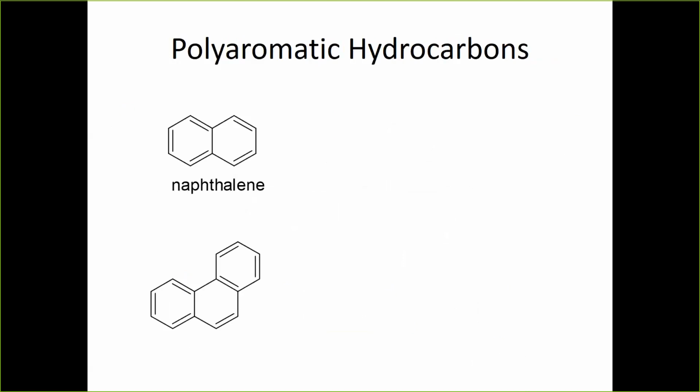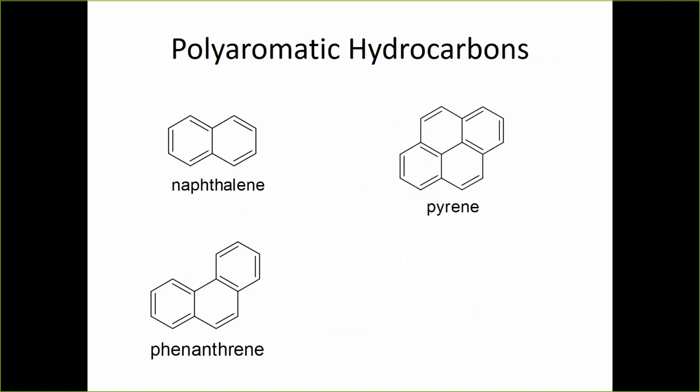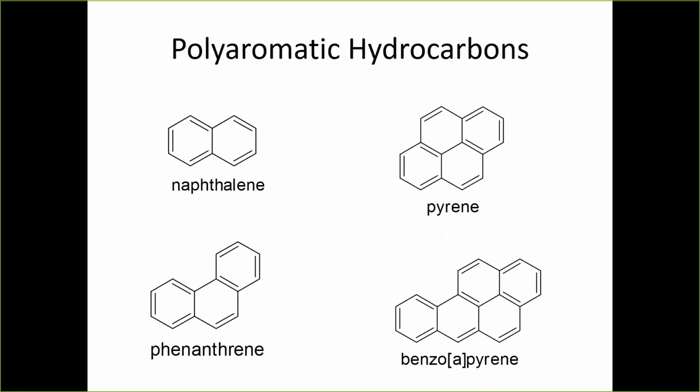Here's the similar analogous compound structure that has 3 rings to it. That's phenanthrene. Here's one with 4, and that's called pyrene. And this one is of interest because it's a polyaromatic hydrocarbon that we see quite a bit. It was of historical interest, and also we see it as a known carcinogen, which is benzo-A-pyrene.